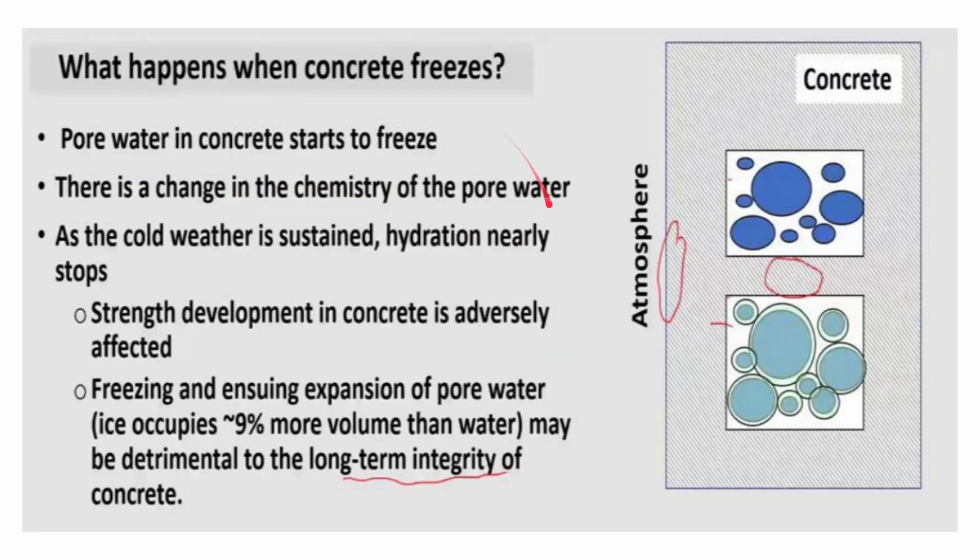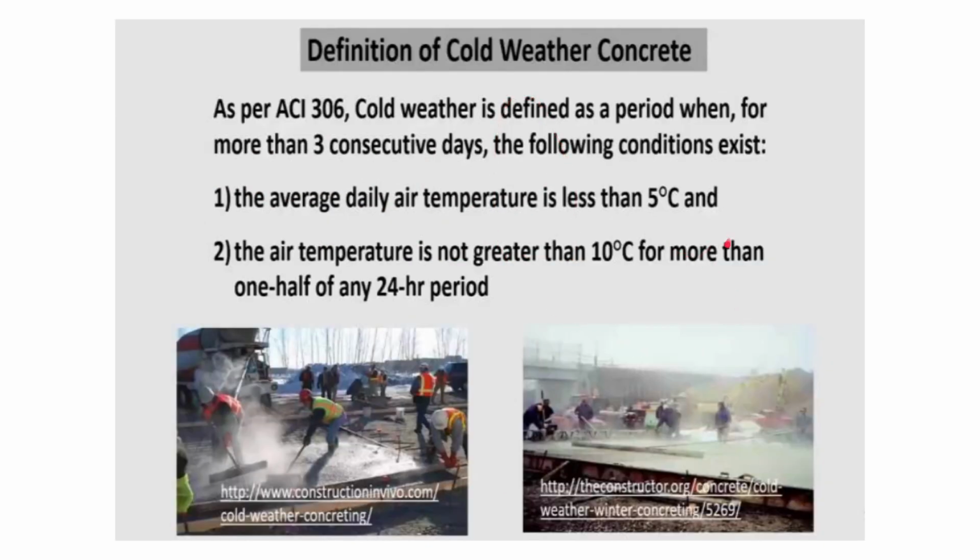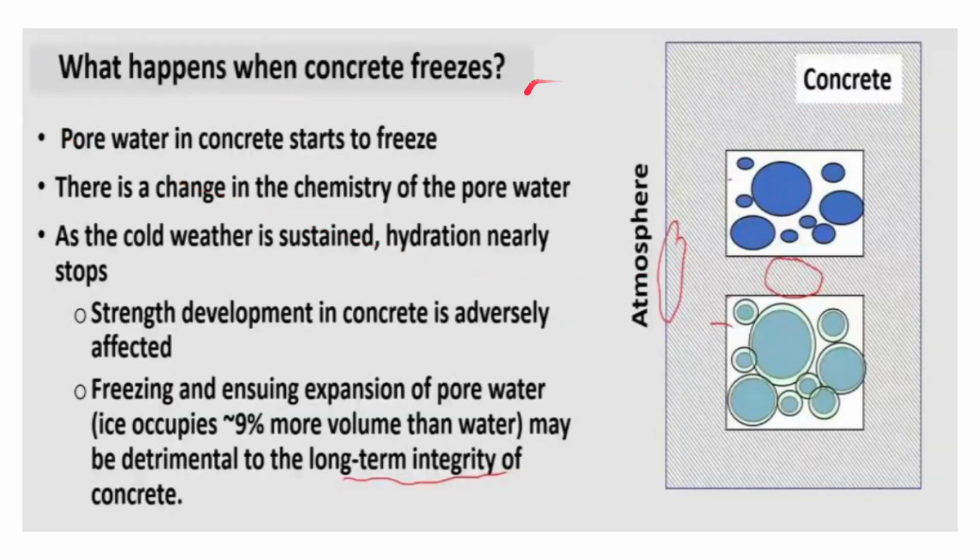So why is this important? This is important because this is a temperature where the freezing of concrete will occur. So what happens when concrete freezes? The pore water in concrete will start to freeze. There will be a change in the chemistry of the pore water, and as the cold weather sustains, the hydration will basically stop. That means strength development of concrete is affected adversely.